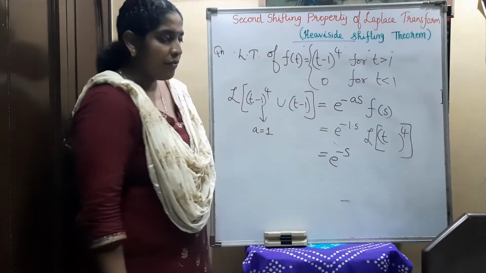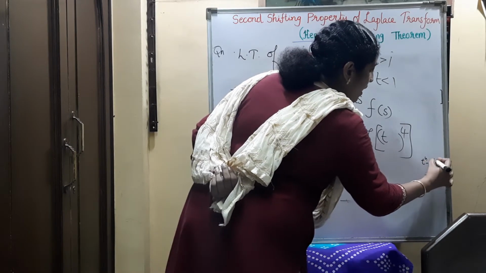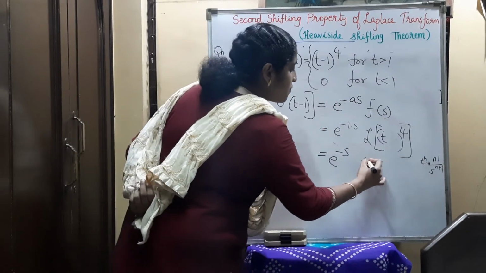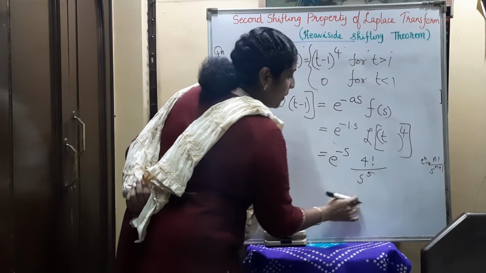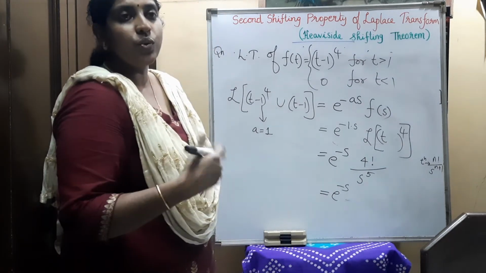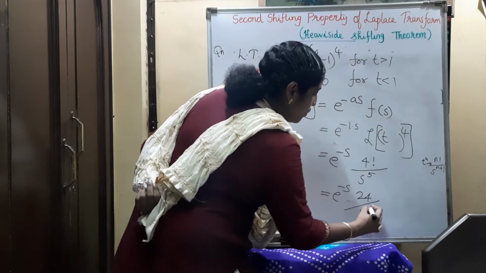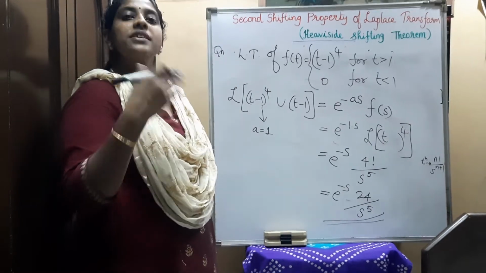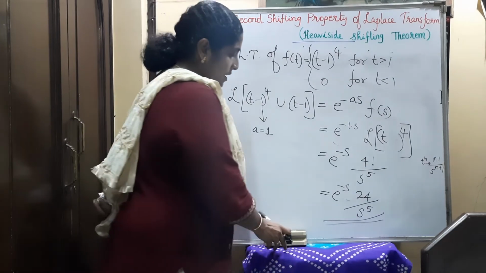What is the Laplace transform of t^4? For t^n, the Laplace transform is n factorial by s^(n+1). So for t^4, n is 4, so 4 factorial divided by s^(4+1), that is s^5. That is e^(−s) times 4 factorial: 2 into 3, 6 into 4, 24. So 24 divided by s^5. See this, there is no need of integration using the basic formula. If we know the second shifting property, we can directly find the answer very easily.